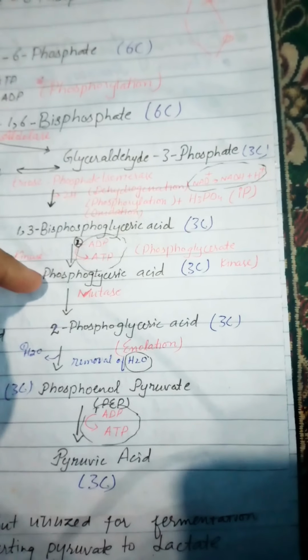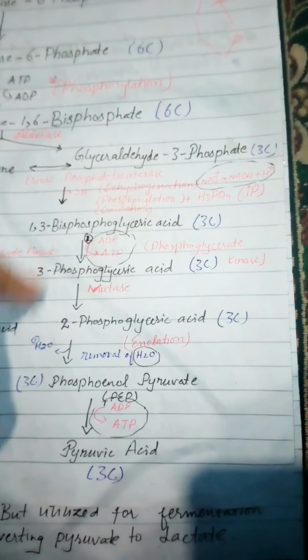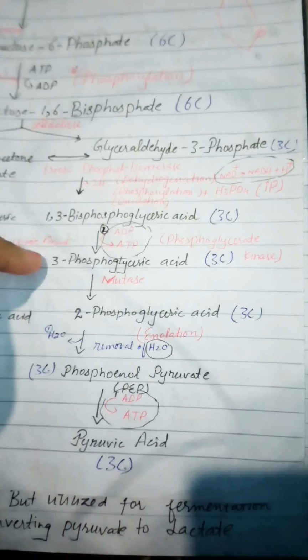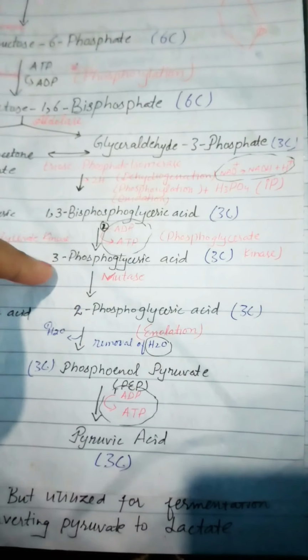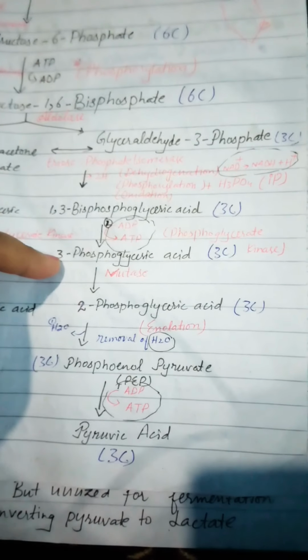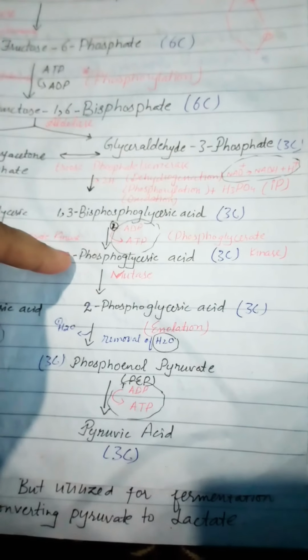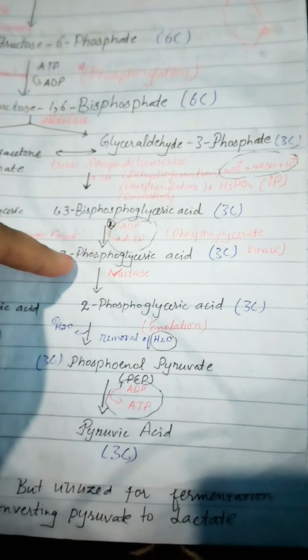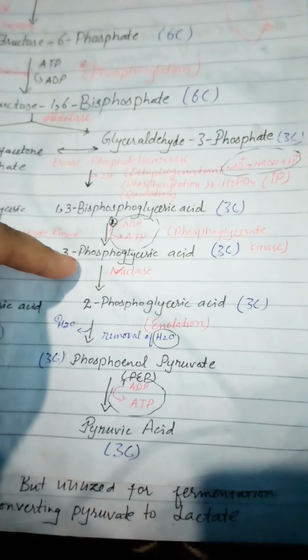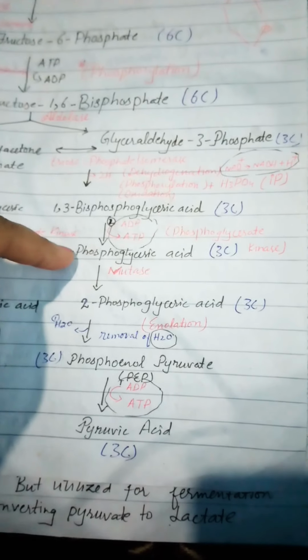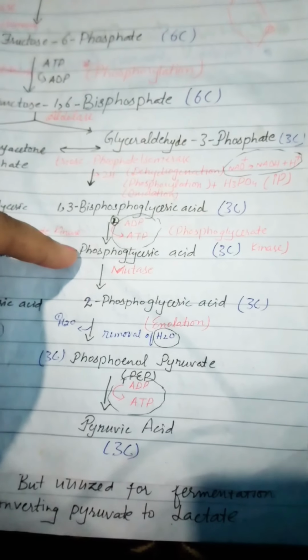phosphoglycerokinase. Phosphoglycerokinase will catalyze this reaction and will convert 1,3-bisphosphoglyceric acid to 3-phosphoglyceric acid, and one phosphate will be removed from the substrate. And here you can see that there is a formation of ATP from the substrate, meaning we have removed the phosphate from the substrate and generated the ATP.